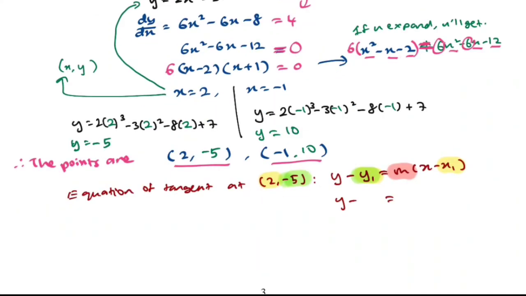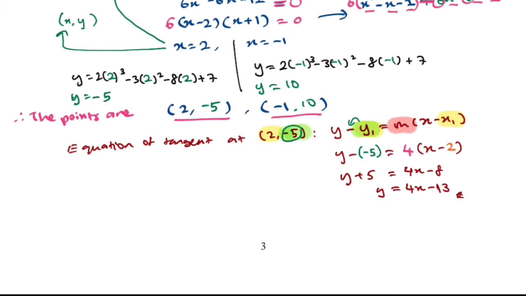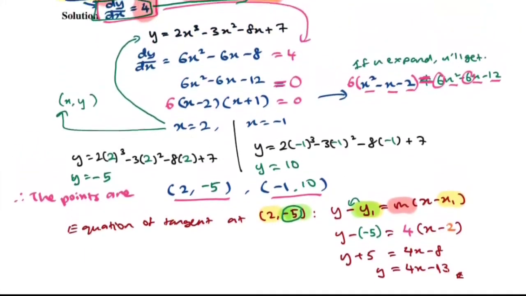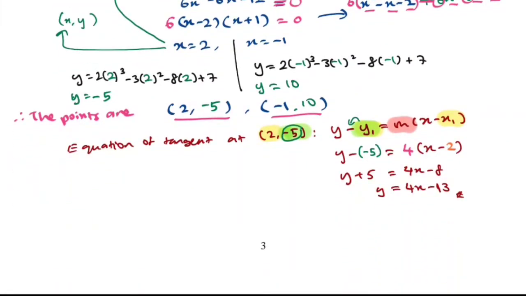Now please be careful. Your value of y is negative 5. In front of this y, there is already a negative. So make sure you put a bracket here, which refers to the y is negative 5. Then expand and simplify. But we are not done yet, because the question wants you to find the equations of tangent at its points. And we have 2 points with gradient 4.